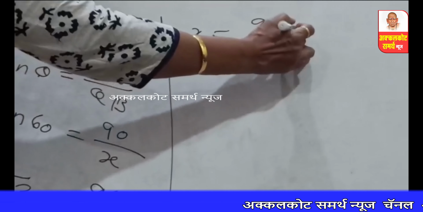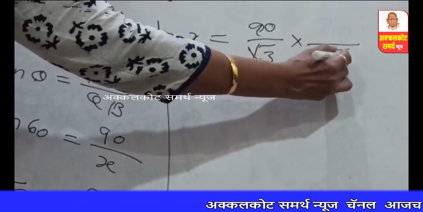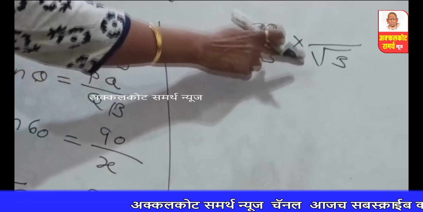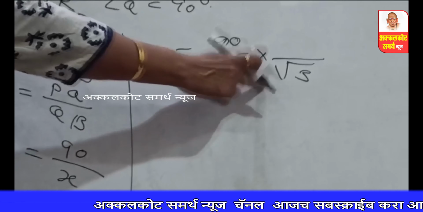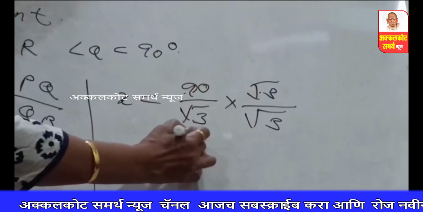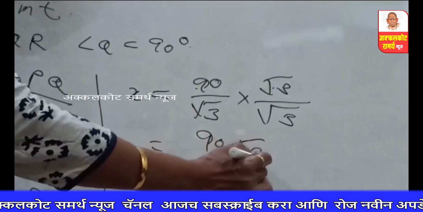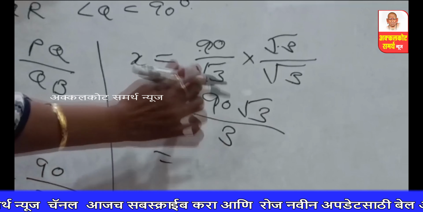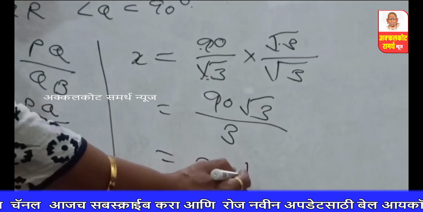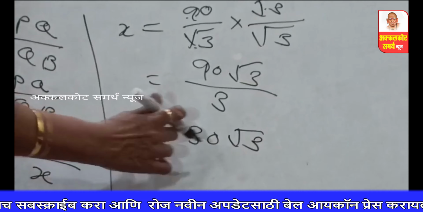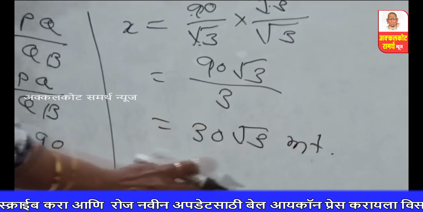So root 3 into root 3 we will get 3. Meaning 3 is a rational number. But then alone denominator you cannot, so multiply the numerator also. So 90 into root 3, 90 root 3. Root 3 into root 3 will be 3. 3 nines are 27, so it will be 30 root 3. Then in your textbook also they gave this much answer, right?